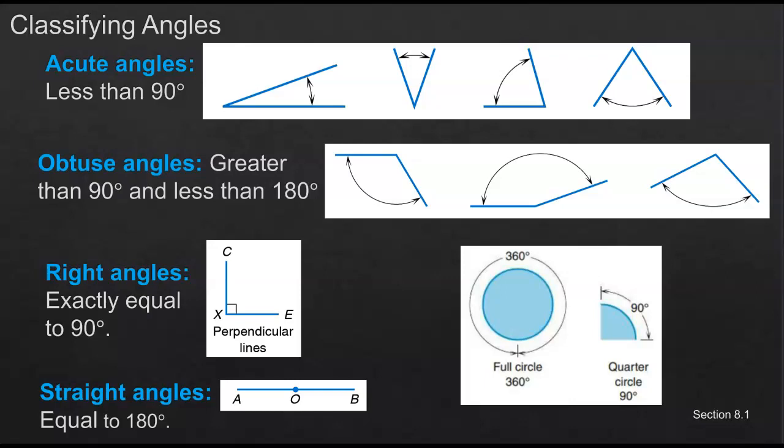Straight angles are equal to 180 degrees, and we will use that information sometimes to figure out some angle measures. If we have more than one angle on this, like we had something like this, we could actually use the 180 to help us figure those out. A full circle has 360 degrees. A quarter circle is 90, half circle is 180, and so on.